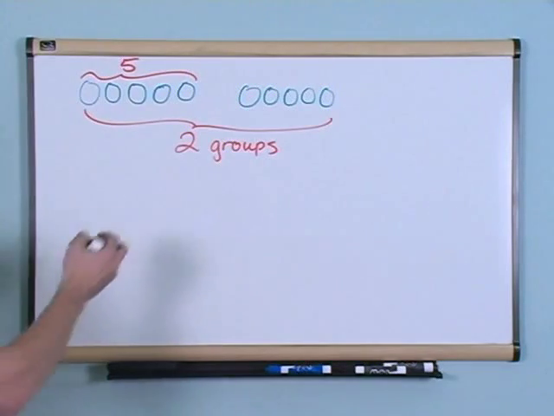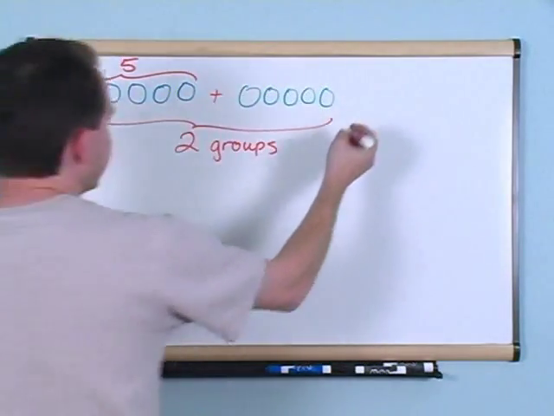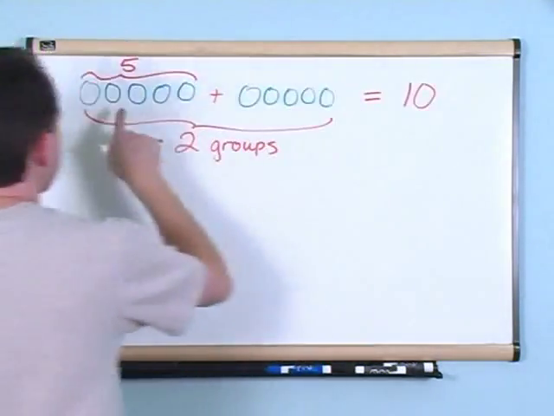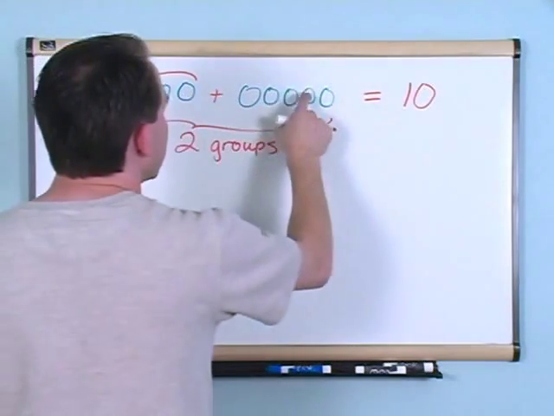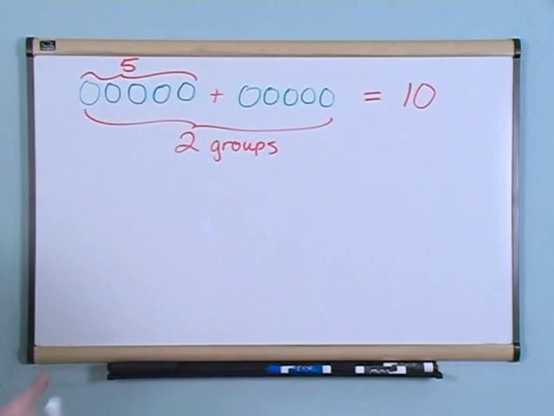Okay, and you know that if you're going to add these together, you're going to get 10, because you have 5 here and you have 5 here. 1, 2, 3, 4, 5, 6, 7, 8, 9, 10. 10. You can add them up, no problem.